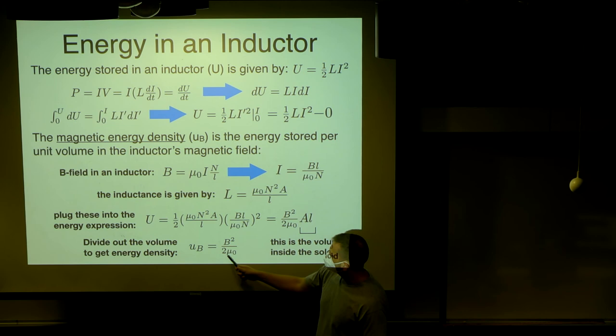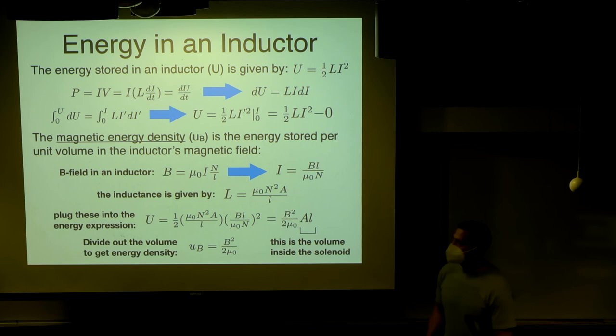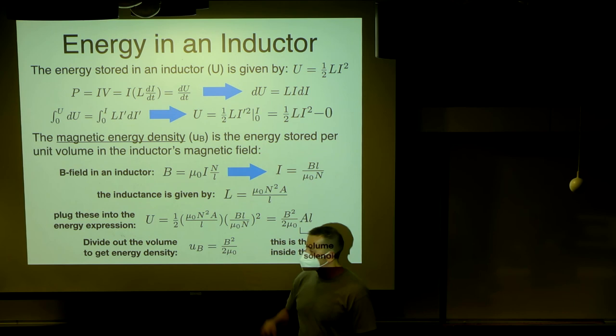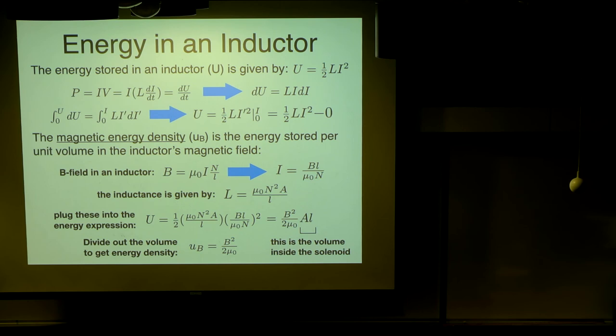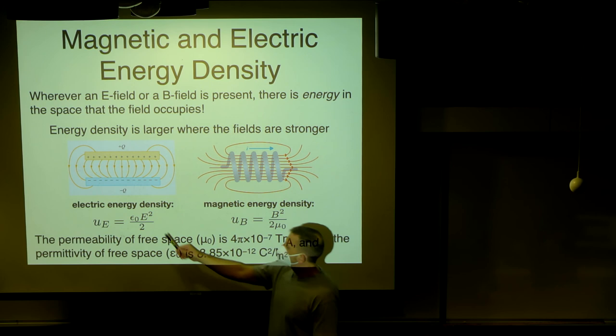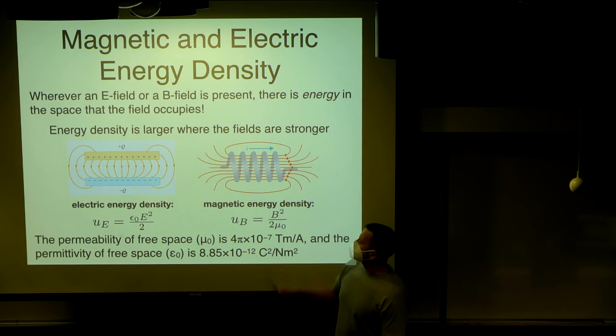So we've derived a really important result. We've used an inductor as kind of our example to get to here, but this generally holds true. Whenever you have a B field, you have a corresponding energy density. Just like if you have an E field, you have a corresponding energy density. And I just want to remind you of what that was. We derived this in a previous chapter for electric energy density for E fields. We now have a corresponding magnetic energy density for B fields.